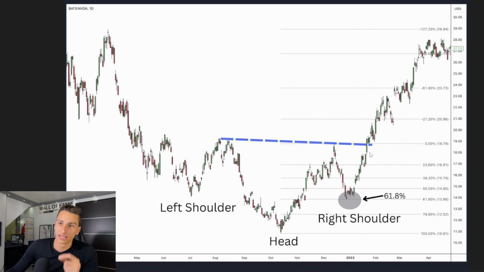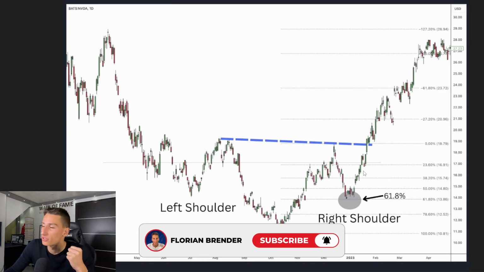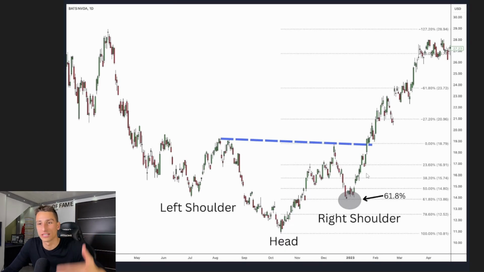Another thing is if the right shoulder is very shallow, so it barely dips before turning up, it means that this market is extra bullish. Buyers are extremely aggressive, so that's even better. All right, then you need to wait, of course, for volume confirmation.